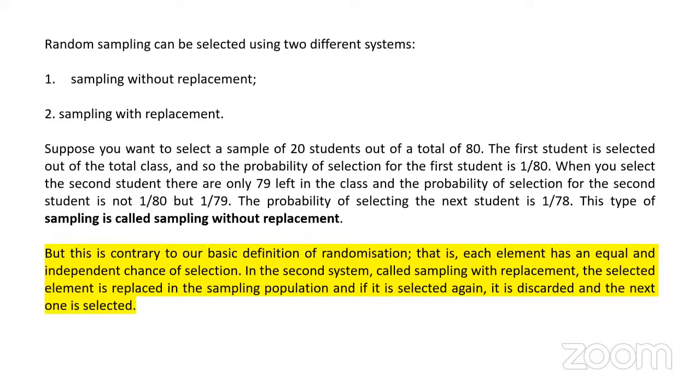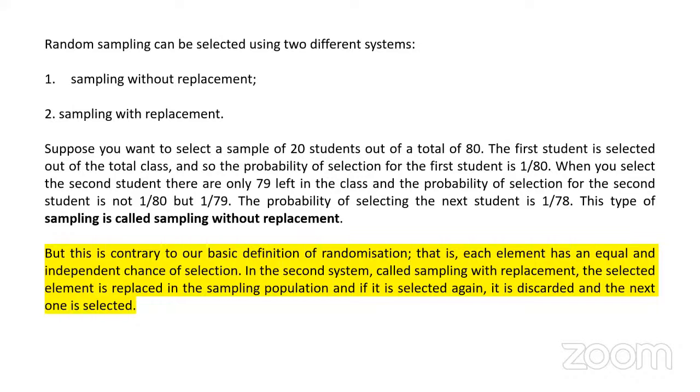Out of 80, we have to select 20, and we will select the first element to be included in the sample. Then the chance is 1 by 80. Then we will note down the number of the person who first got selected in the sample, and then we'll again put that back in the population. And then again we shuffle and random number generation can be done. Then we pick and choose randomly.